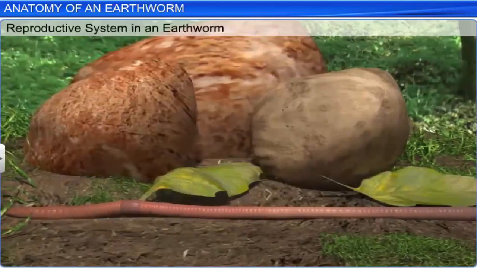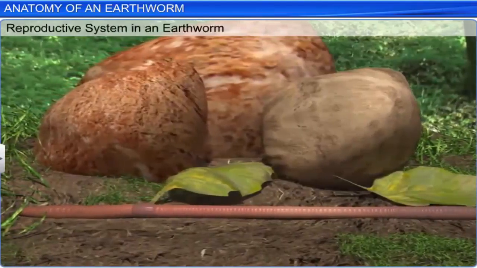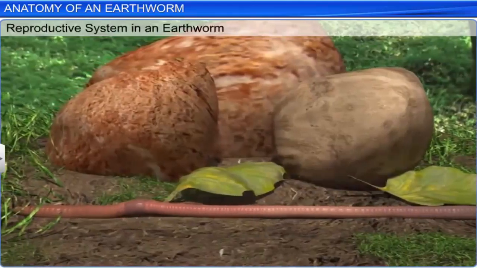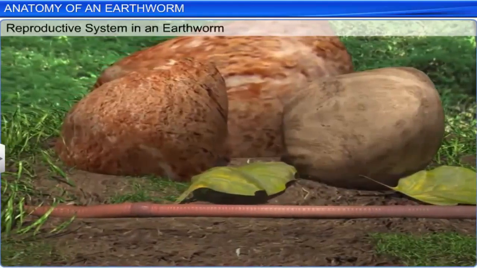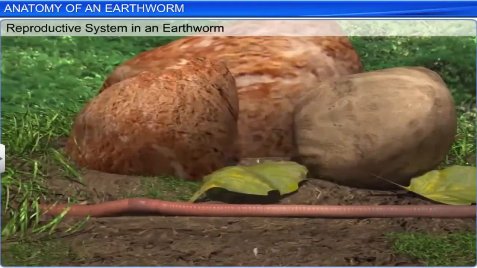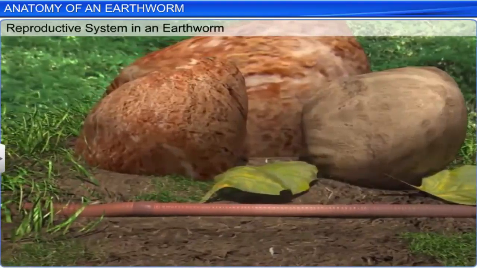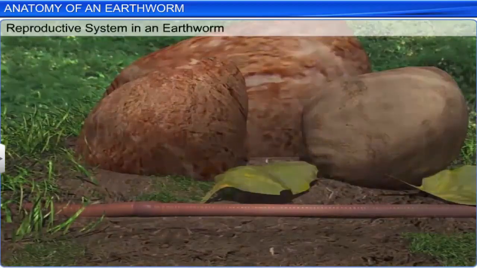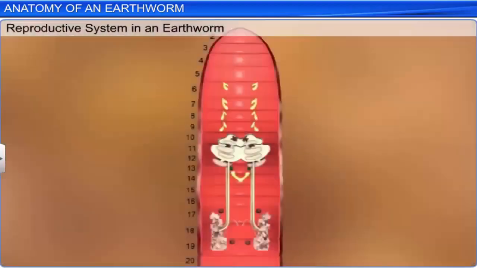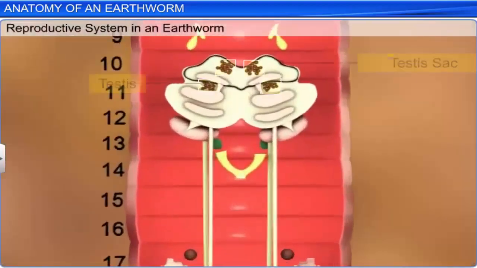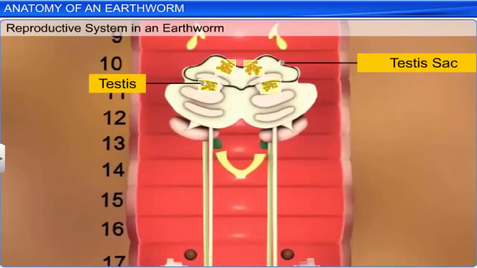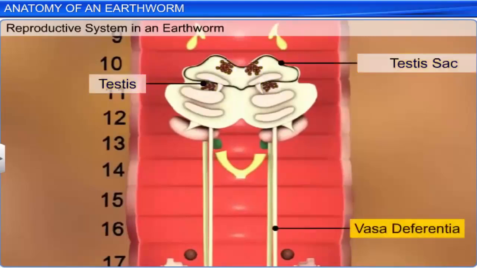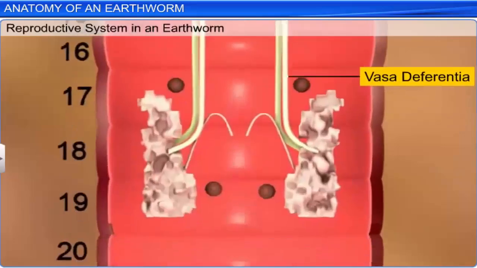Finally, let's take a look at the reproductive system. The earthworm is a hermaphrodite, which means that both male and female reproductive systems are present in the same individual. The male reproductive system consists of two pairs of testes in the 10th and 11th segments, with their vasa deferentia running up to the 18th segment.